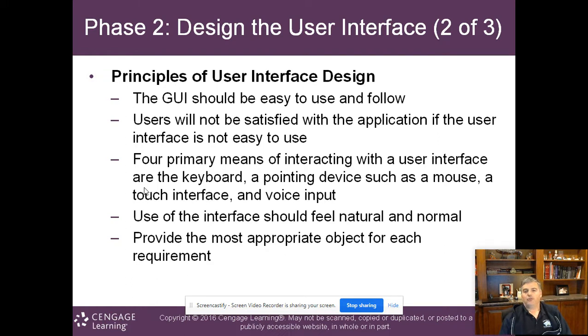Your user interface should feel natural and normal and provide the most appropriate object for each requirement. So that means, for instance, if you're asking a user to enter the state, do you want them to type in the state name every time, Massachusetts? They might spell it wrong. So what do you do instead of putting a text box in and having them type in the state? You provide a drop down with all the states' names listed, and they just drop down and select, and it's in alphabetical order so they can scroll through. So that's making it easy for your end users.